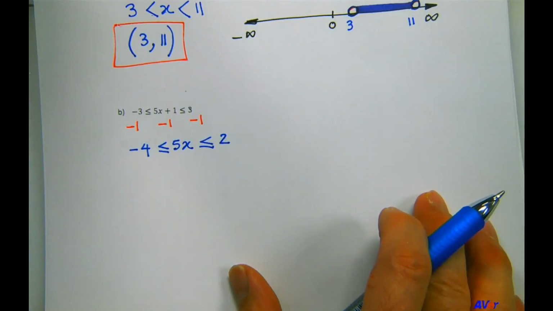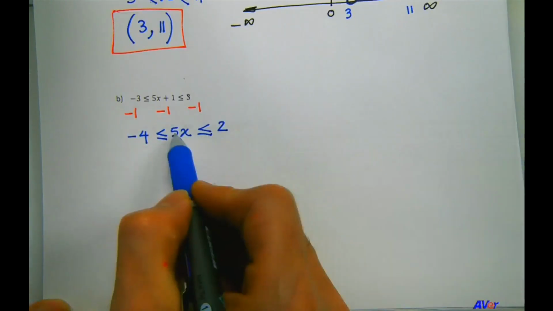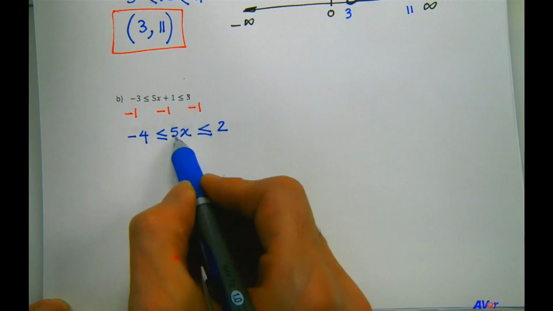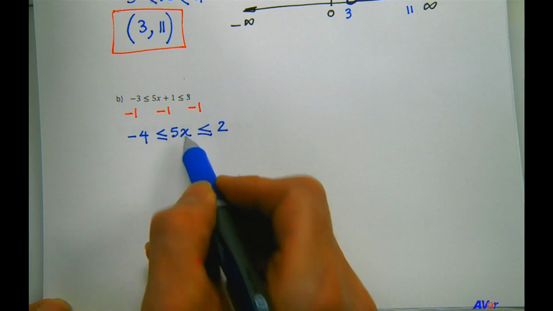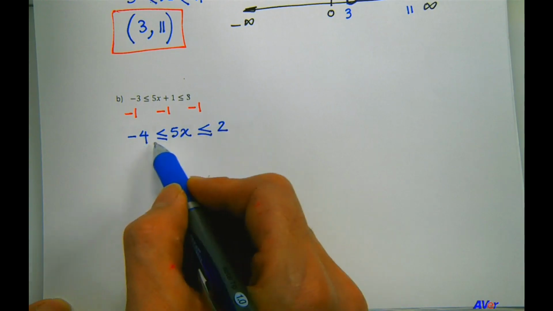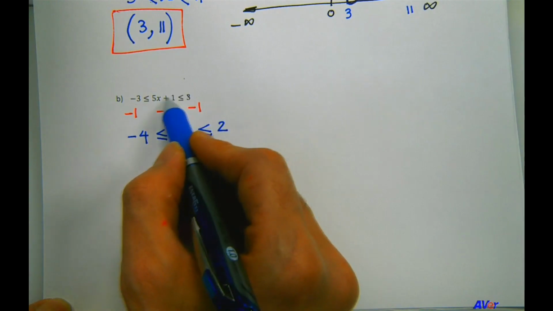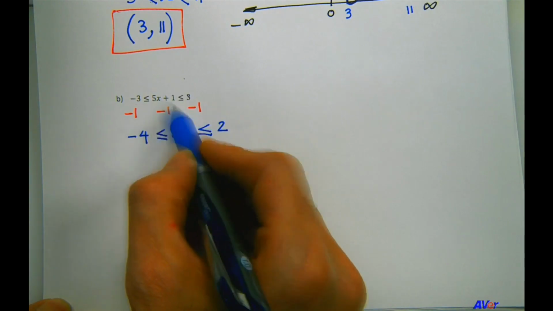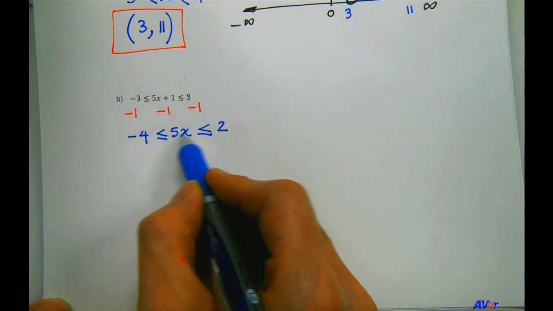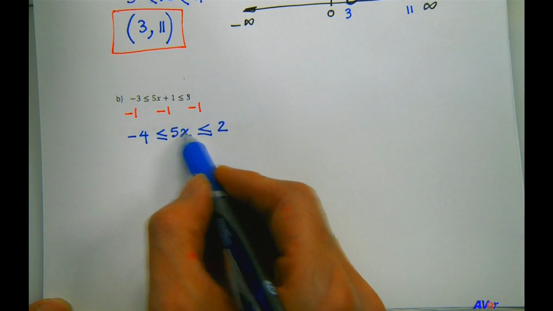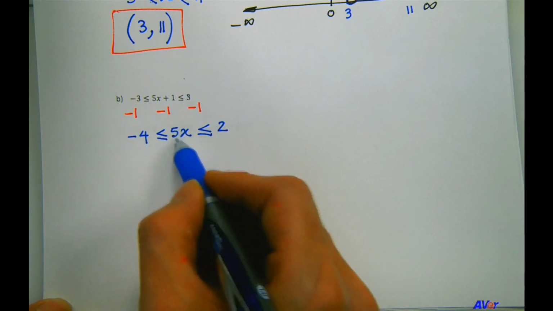Are we done? No. x hasn't been isolated yet. It's got the 5 next to it. We need to get rid of the 5. How do we get rid of it? We divide by 5, all three sides. Why did we subtract and now we're dividing? Because 1 was being added to 5x, so we had to subtract it to get rid of it. But 5 is being multiplied by x, so we need to divide that expression and everything on either side by 5 to get rid of that 5.